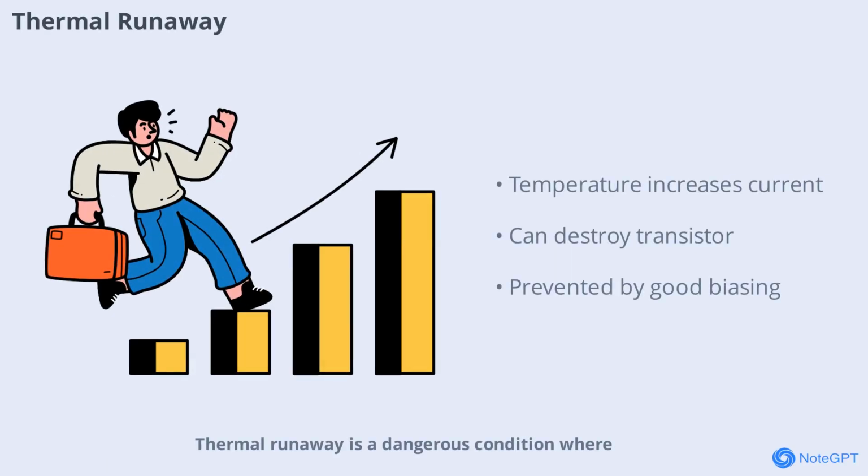Thermal runaway is a dangerous condition where increased temperature causes more current to flow, which in turn raises the temperature even further. If not controlled, this can destroy the transistor. Proper biasing and the use of emitter resistors help prevent thermal runaway, protecting the circuit.